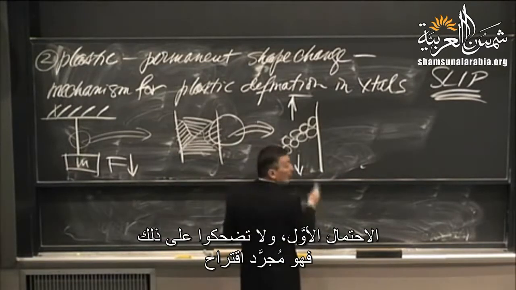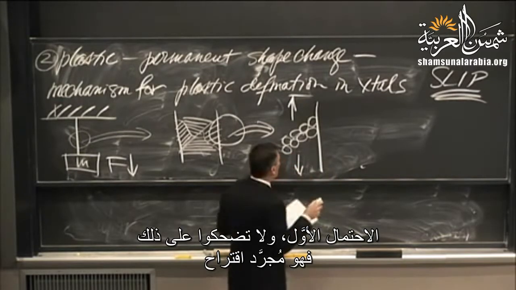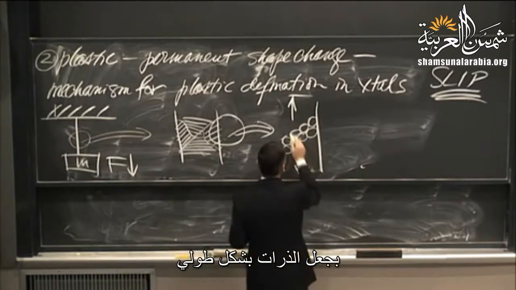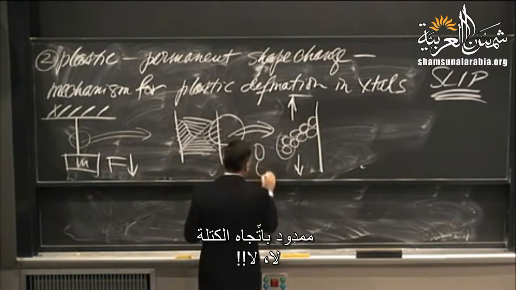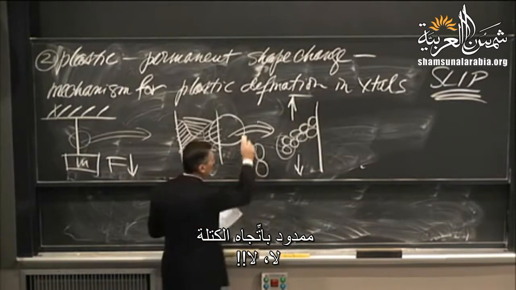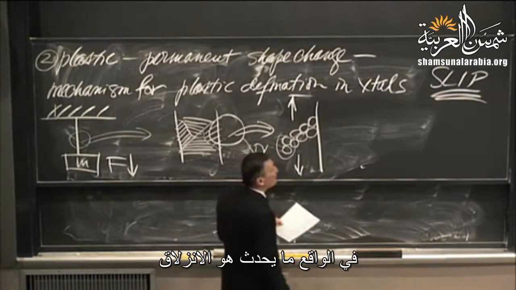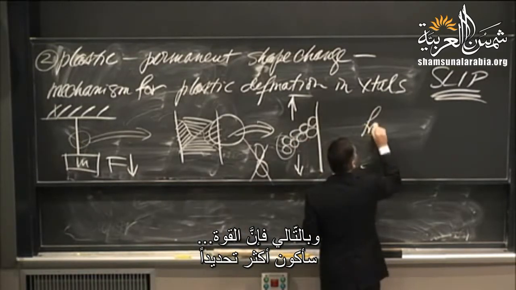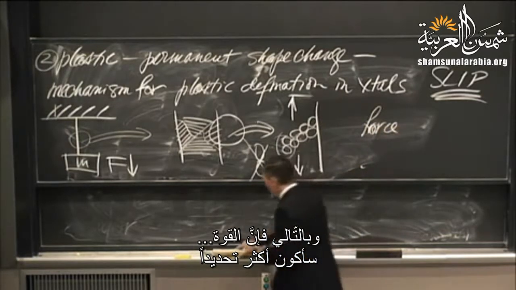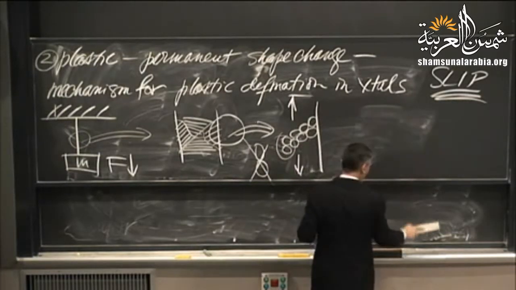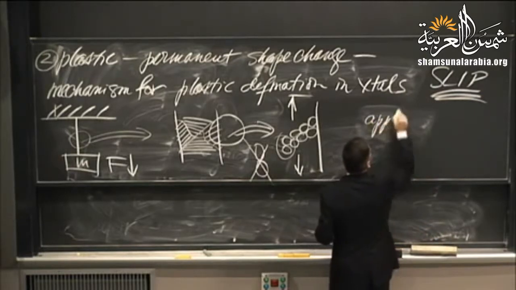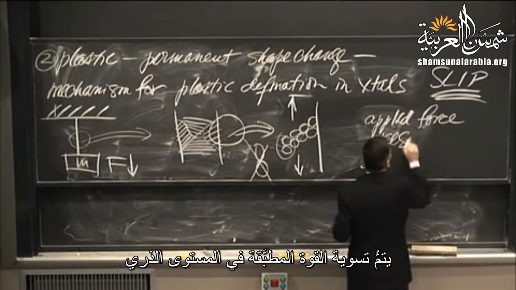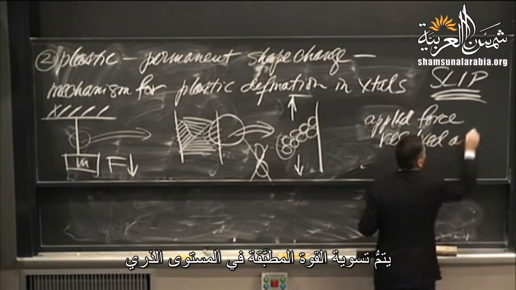So what happens? One possibility, and don't laugh, this was actually suggested: when you cause extension in this manner, you actually take some of these and you turn them into elongated atoms. No, that's no good. What in fact happens is slip. So the force, in fact, let me be more specific, the applied force is resolved at atomic level.